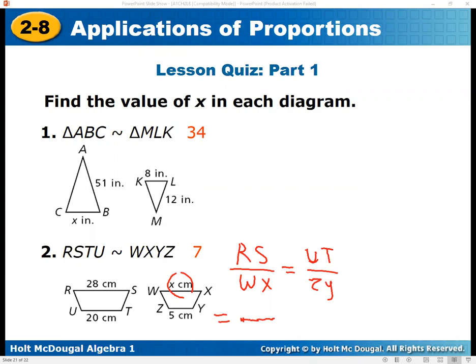I can find RS, it was 28. WX is X. Then UT is 20. And ZY is 5. Now we are going to use cross multiplication. Then it will be 5 times 28 divided by 20. For this reason, we found the answer equal 7. Okay? Any questions so far about this? No. Okay. Let's move to the next part.